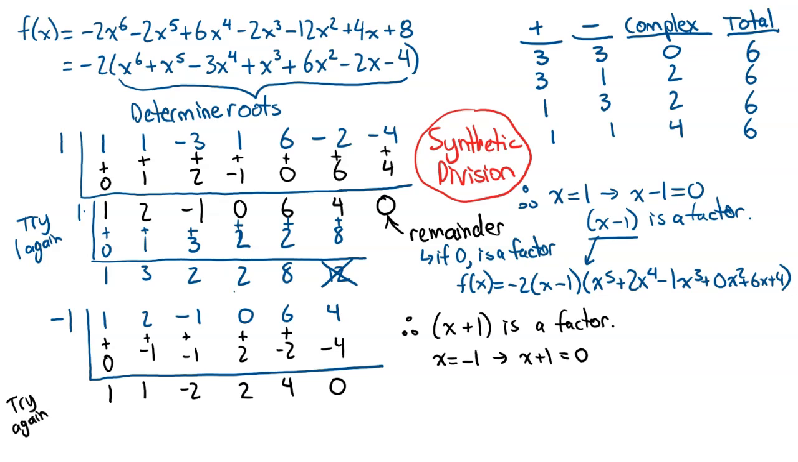Now let's try that again. Let's see if that's a double root. And so we're going to now apply the same thing, the negative 1, do the synthetic division again now with 1, 1, negative 2, 2, and 4.